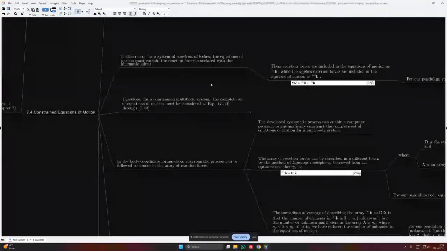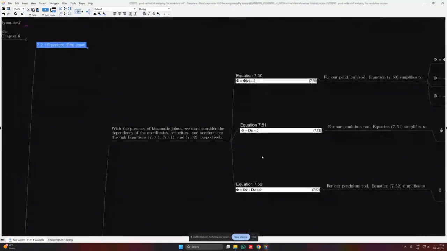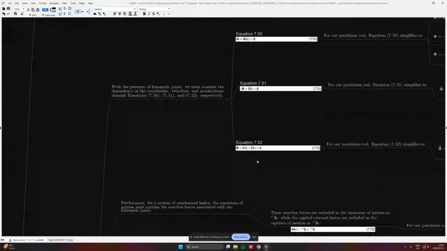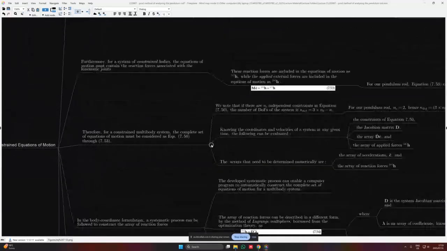All right, now therefore, for a constrained multibody system, the complete set of equations of motion must be considered as equations 750 to 753. So these equations that we looked at, 750 up to 752, are focused around the kinematics, and then 753 takes into account the dynamic analysis.